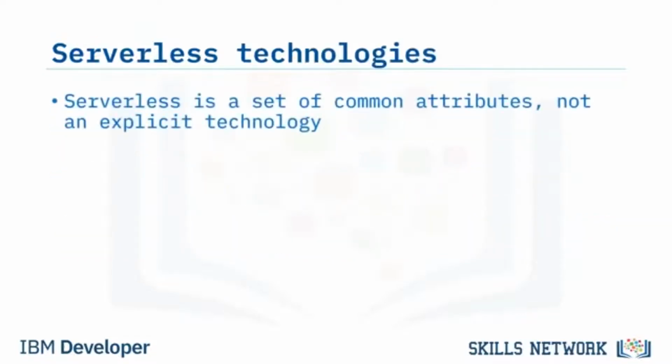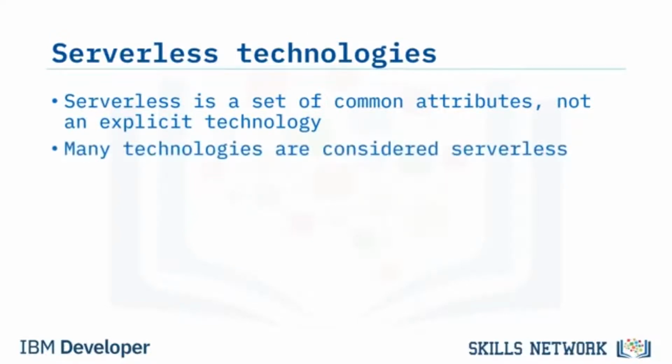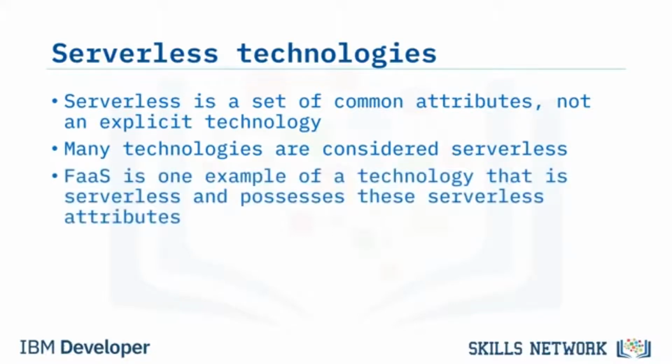Serverless is a set of common attributes. Serverless is not an explicit technology. Therefore, many technologies are considered serverless since they possess shared characteristics, such as pay-per-use and no infrastructure management. Function as a Service is one example of serverless technology. That's why FaaS seems so much like serverless, because FaaS is ultimately an implementation of serverless attributes.